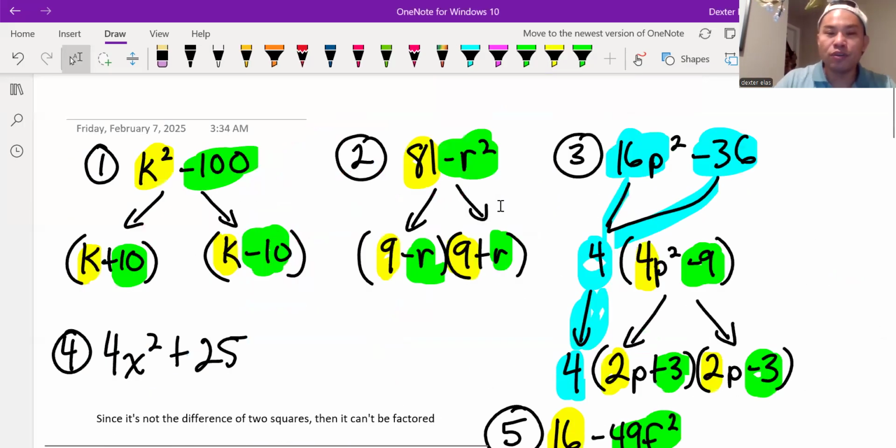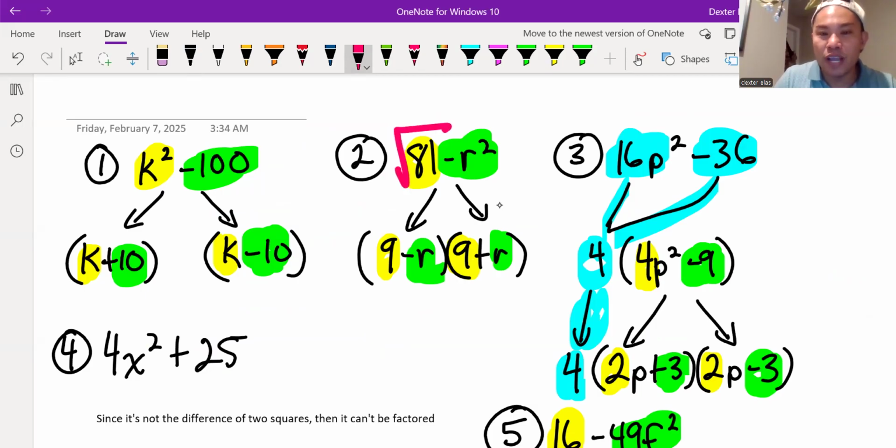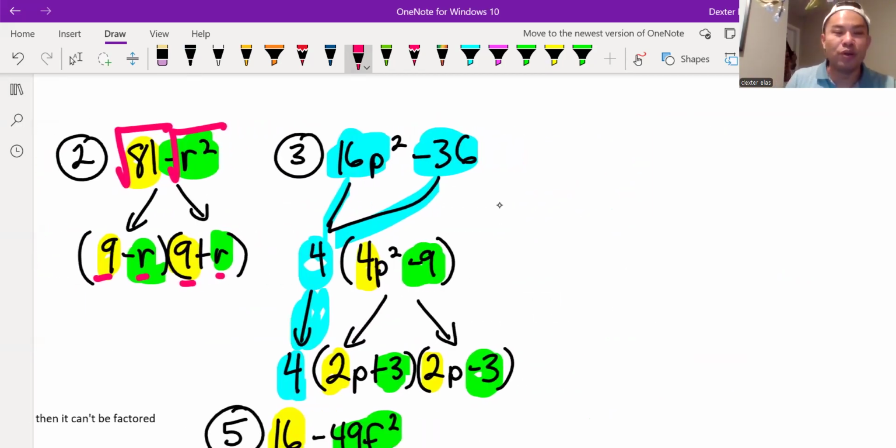All right, looking at number 2, it's the same thing. 81 is a square and r squared is a square. After square rooting 81, you get 9. And after square rooting r squared, you get r. So you get the conjugates 9 minus r and 9 plus r.